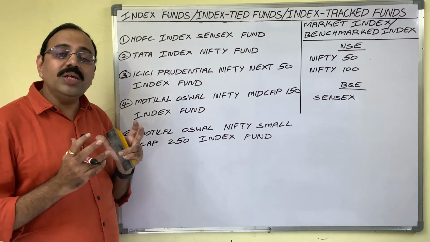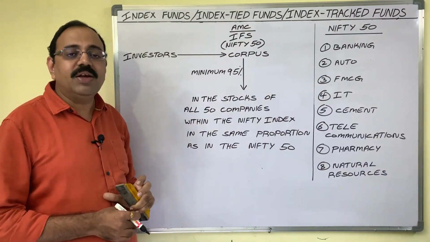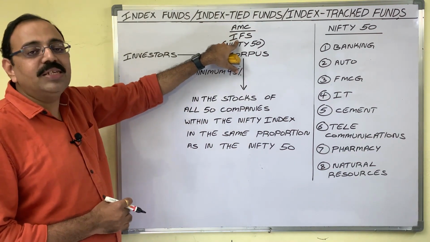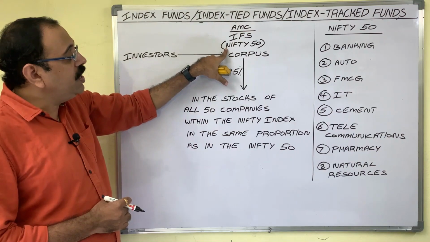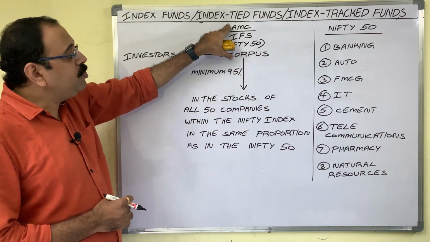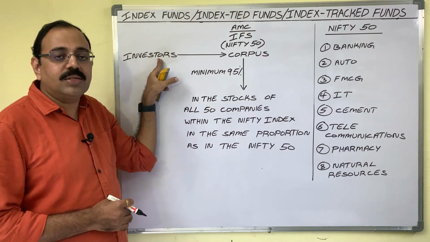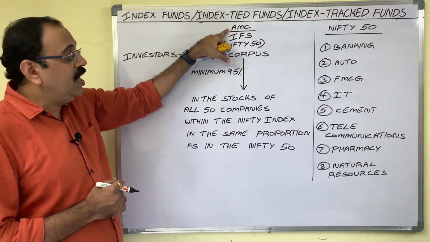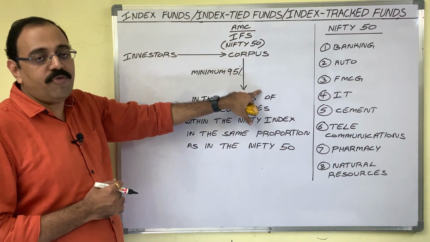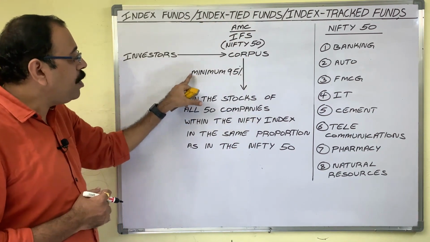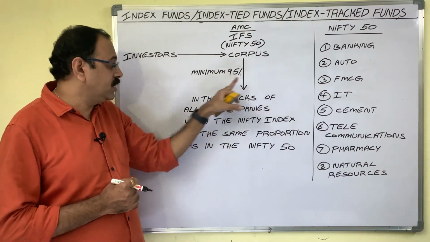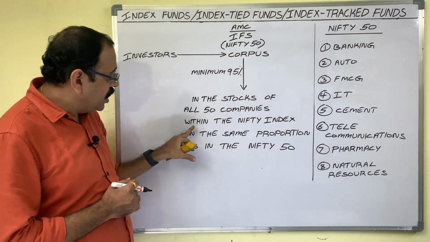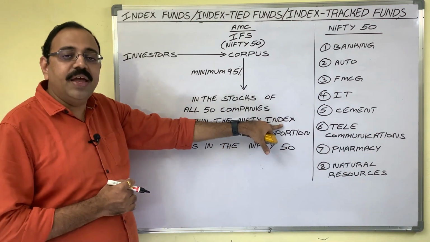So let us see how this index fund works. For instance, one AMC, asset management company, launched an index fund scheme which is benchmarked with Nifty 50. The company is able to collect corpus from investors. As per SEBI regulations, the fund manager of the AMC must invest a maximum portion of the corpus, that is minimum 95% of the corpus, in the stocks of all 50 companies within the Nifty index.